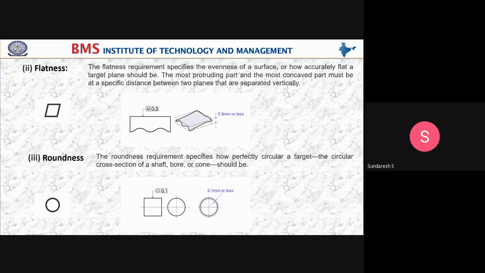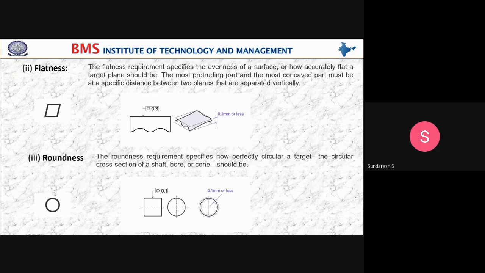So how will the geometric tolerance be given? The symbol followed by the numerical value. Okay. So the most protruding part and the most concave part must be at a specific distance between the two planes that are separated vertically. So the distance should be given like this. So from the flat, the concave part or protruding part should be, how much it should be shown. Then the third one is roundness. The roundness requirement specifies how perfectly circular a target, the circular cross section of a shaft, bore, or a cone should be. So this is the third one.